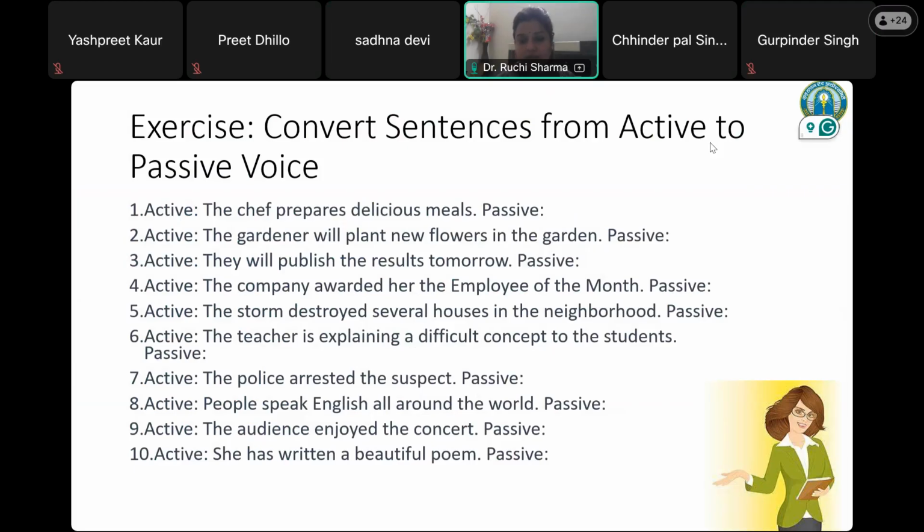Yes, please go ahead. Several houses, was or were? It'll be were, because look at the original sentence. It is in past tense, using the past form of the verb destroyed. Several houses are plural now, so we will use were.